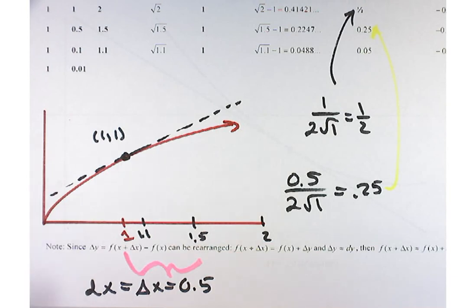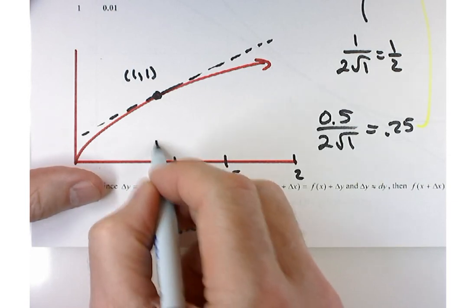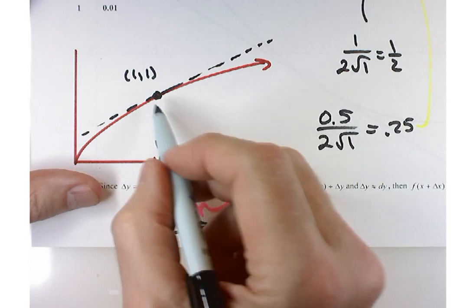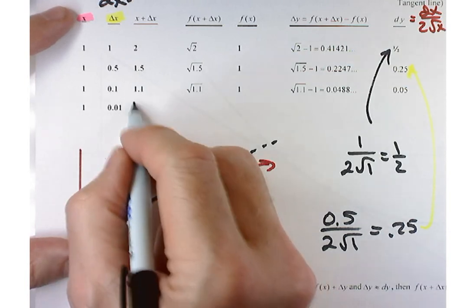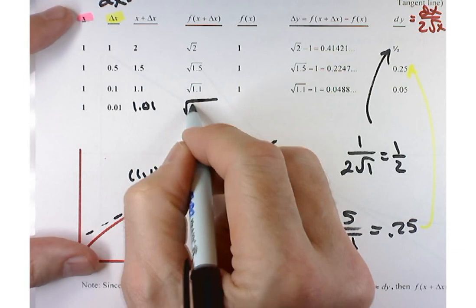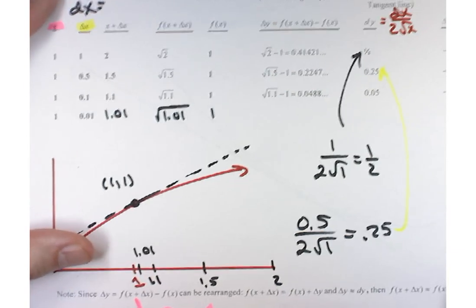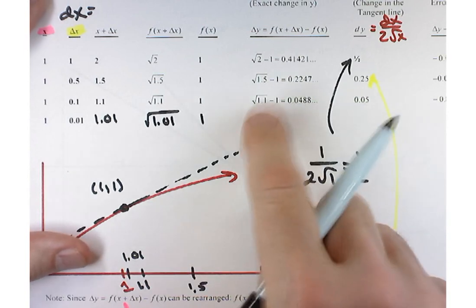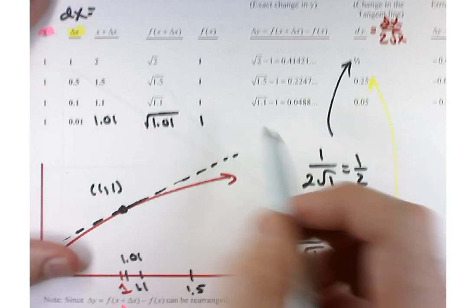So let's do the last one. If I bring things down to this point right in here, 1.01, how good is my tangent line going to do? Well, 1 plus 0.01 is going to be 1.01. This is going to be the square root of 1.01. What am I going to fill in right here? How am I going to get the exact change in the function?